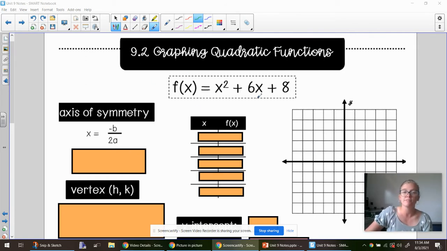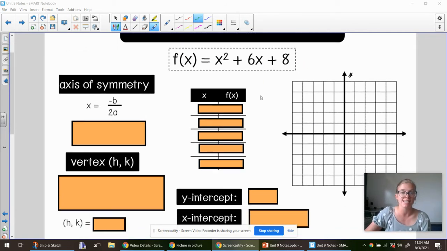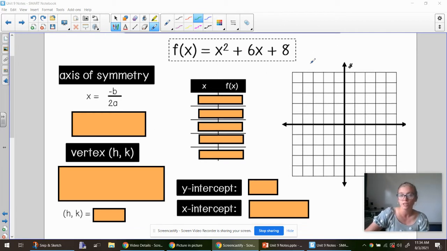We've got this lovely quadratic function, x squared plus 6x plus 8. Here, the a value would be 1, because we do not see a coefficient, so we know it's being multiplied by an invisible 1. B is 6, and c is 8. So we're going to use all of that information to help us graph our function.